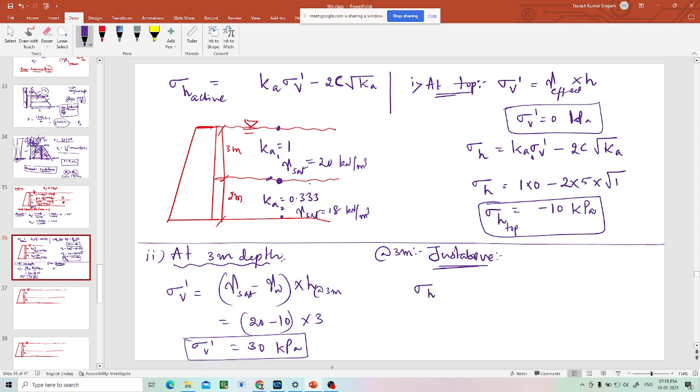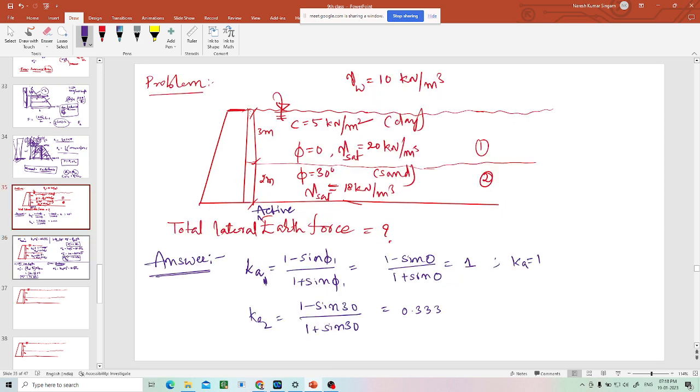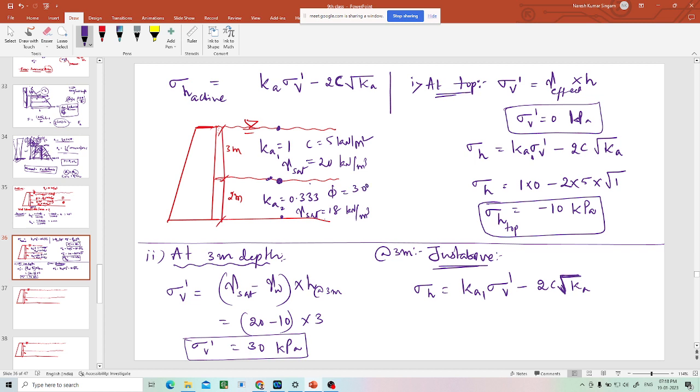So what is the sigma h value? Ka1 into sigma v dash, minus 2 into c into under root Ka. Why am I including 2 into c into under root Ka? Because it has cohesion. Also, it has some friction angle, which is 30. It has clay above and sand below. It is better to write the total formula. If c is 0, you can put c as 0. If you get something as 0, you can put that. So the total formula is always better.